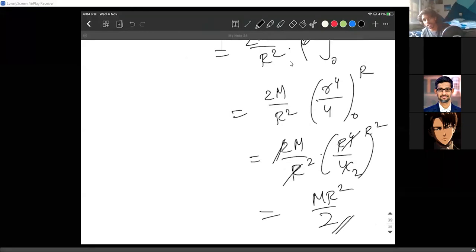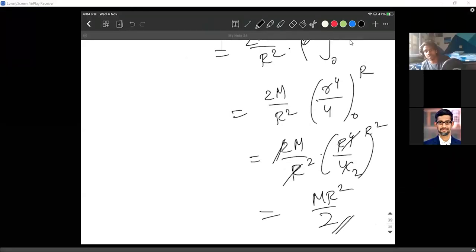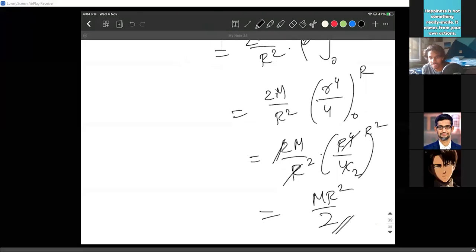Guys, if you didn't understand the process, it's totally fine. Please don't ask me to repeat the method. What is it, Samant? Sir, the r power 4 is the small radius, right, sir? No. But when you put the limits 0 to R, it becomes capital R, right? Yes. So when you put in the limit, it becomes capital R.